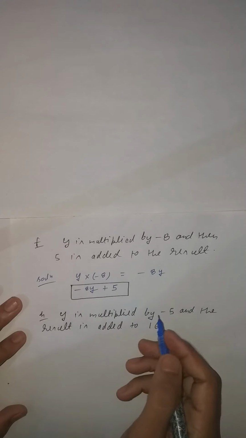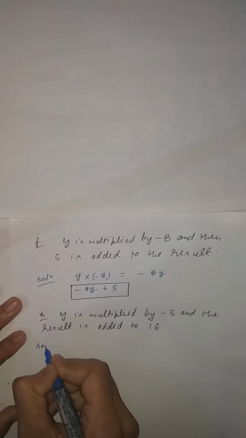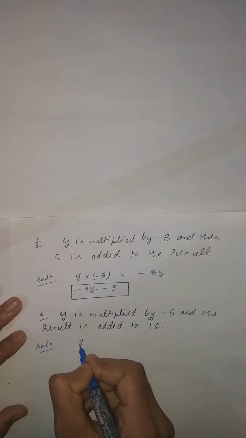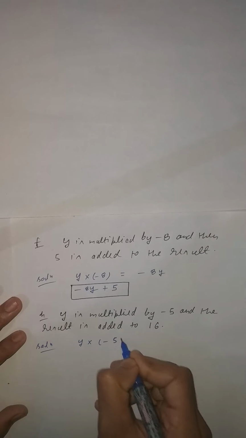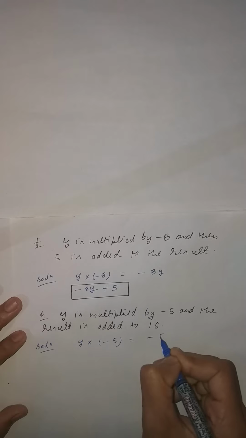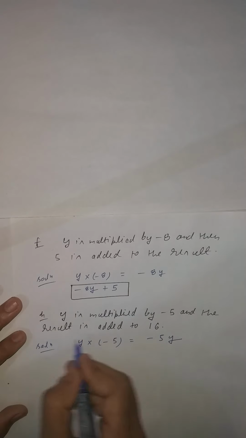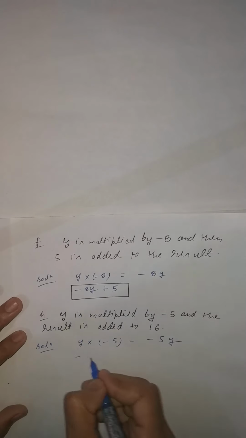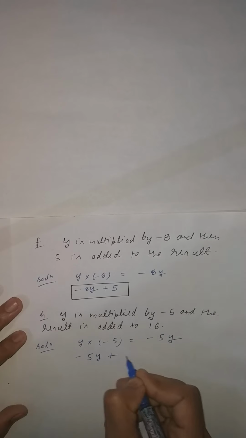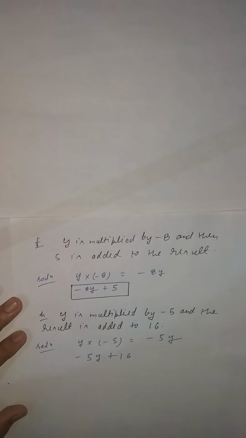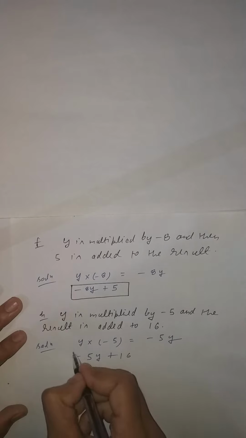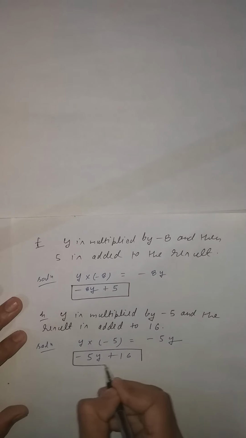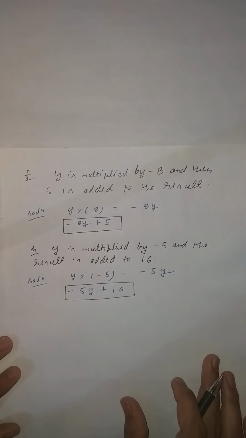Y is multiplied by -5, na. So what you will write down? Y is multiplied by -5. So you know that this will become what? This will become -5y. And result is added to 16. Yani -5y added to 16. So write down plus 16. Clear? So this is your actual result. Yani -5y plus 16. Clear students? So I think this is clear. Now come to the next question.